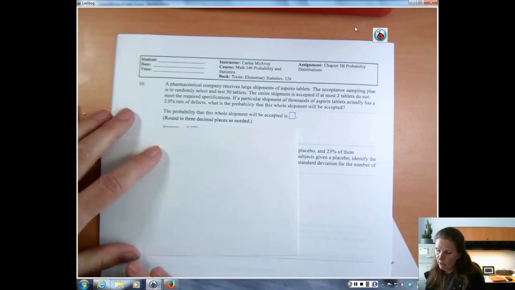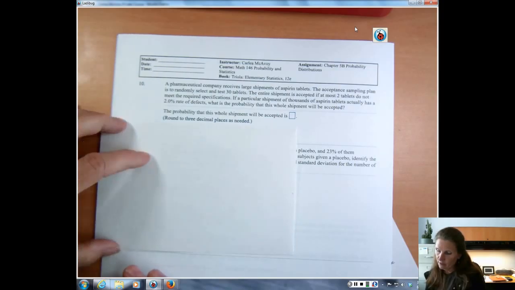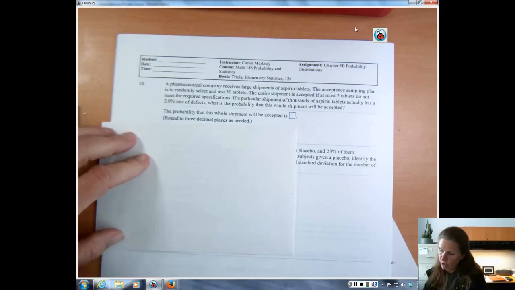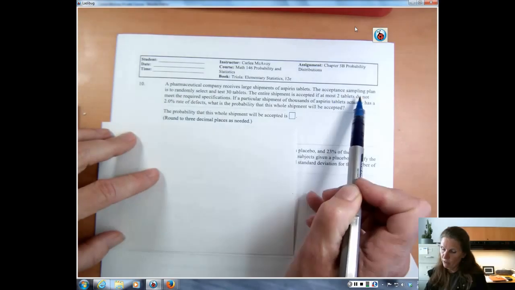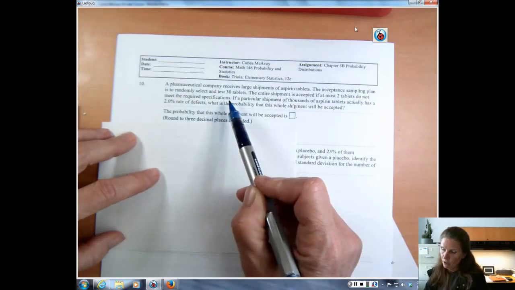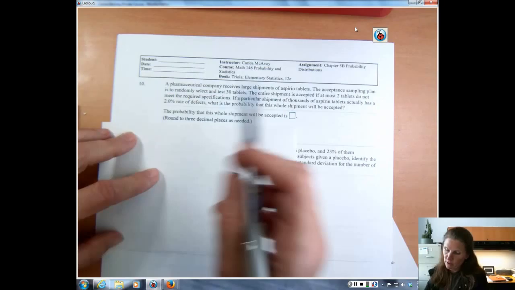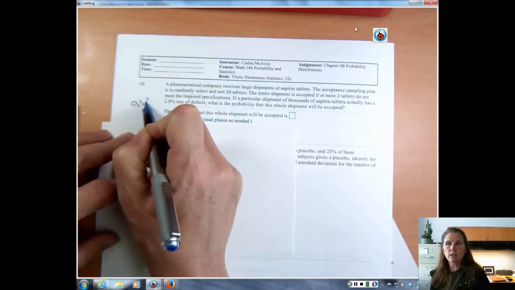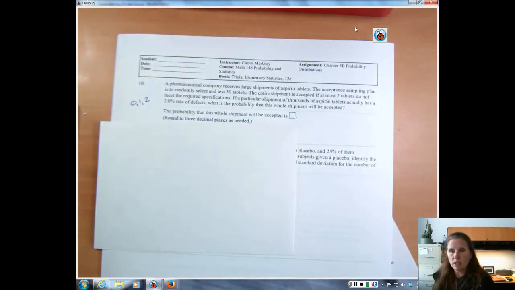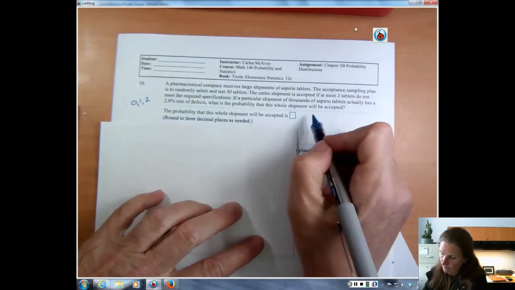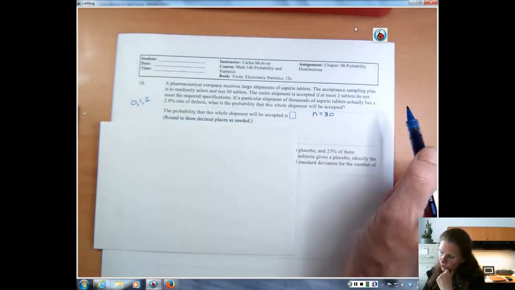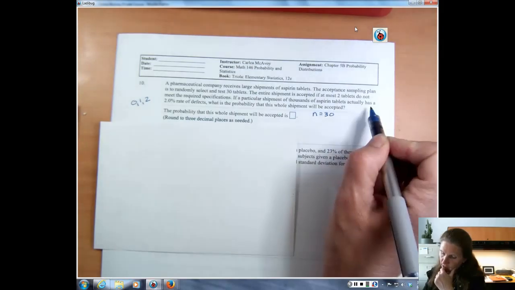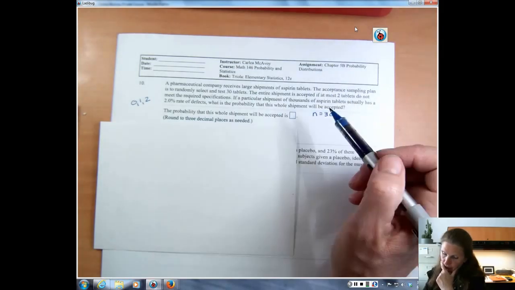Okay, what is the probability of success? Well, the entire shipment is accepted if, at most, 2 tablets do not meet the required specification. At most, which means if we have 0 or 1 or 2 tablets that are bad, then it's okay. But we're looking at 30 tablets, right? So our N is 30. The shipment actually has a 2% rate of defects.